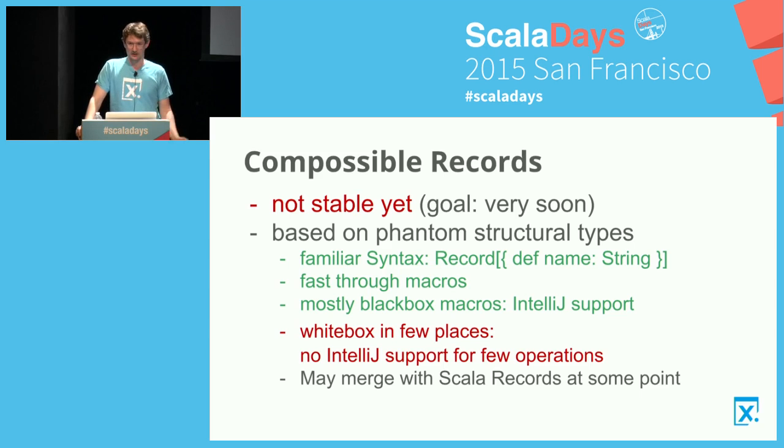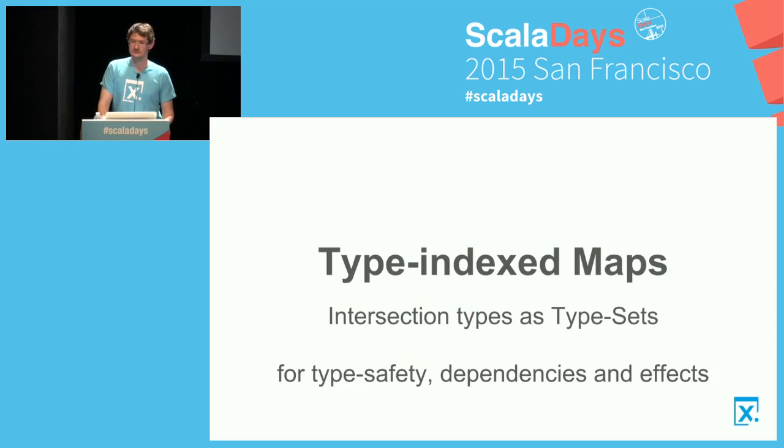And it's mostly black box macros, so you get code completion. There's some places where you don't have black box macros, but they are rare. Yeah, that's records. Another thing, and the records are actually a spin-off out of this idea, are these type-indexed maps. Basically the idea is that you can use intersection types, so A with B with C, to represent sets of types. And what you can do with it is have a sort of type-safe map where the types are the keys, or you can use it to track dependencies or track effects.